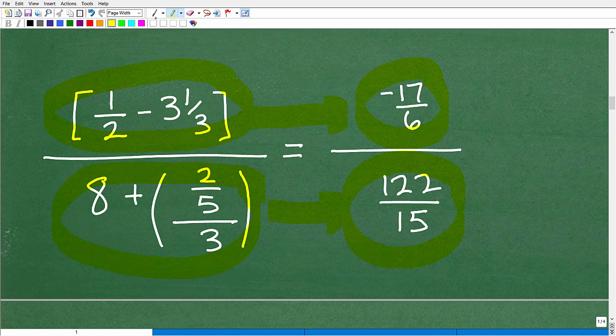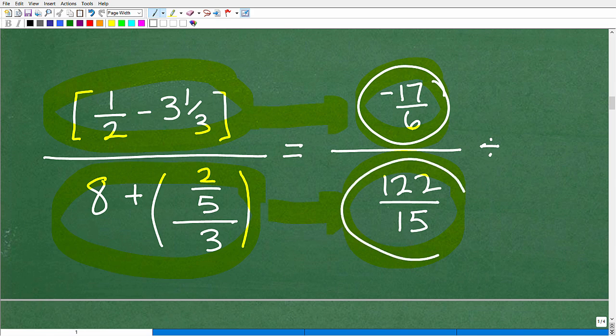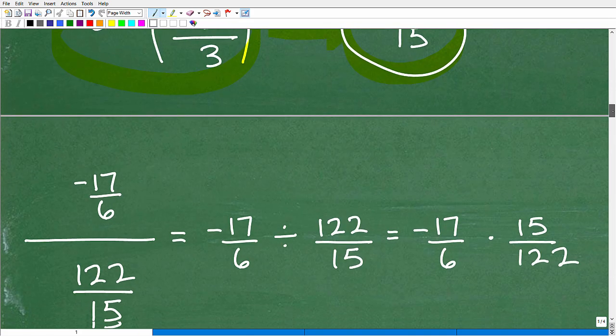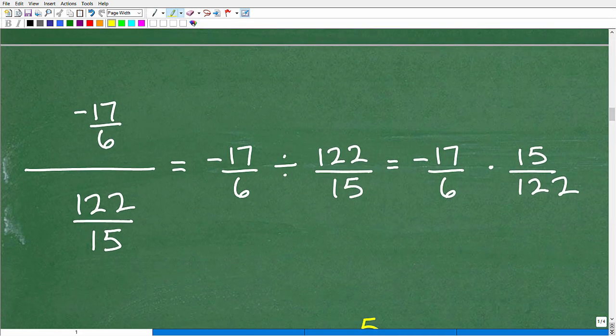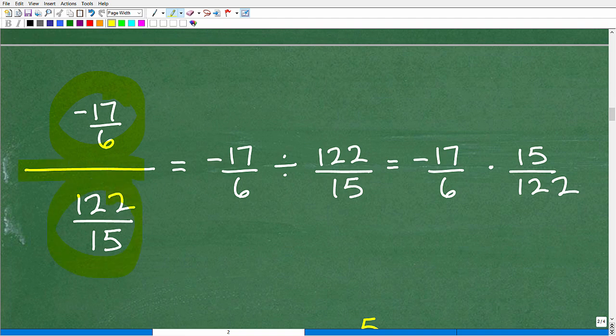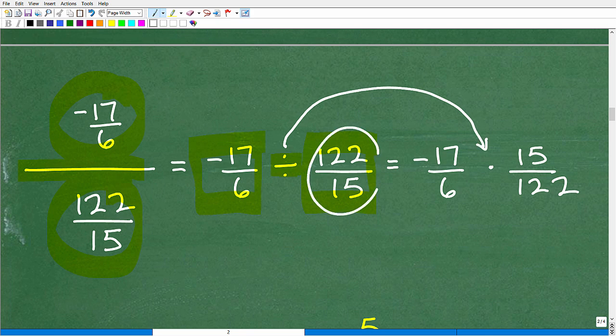So now, again, how do I look at this? Well, this is going to be this fraction divided by this fraction. That's how you interpret this complex fraction. So let's go ahead and write it as such. All right, again, this divided by this. Let's go ahead and write it out. So that's negative 17 over 6, okay, divided by 122 over 15. How do I handle that? Well, again, I'm going to turn this division operation into multiplication by flipping this guy, this 122 over 15. So it's going to be 15 over 122.